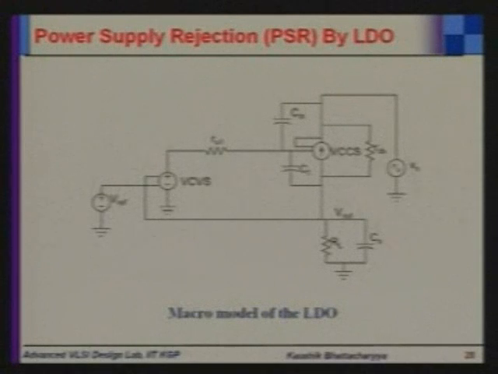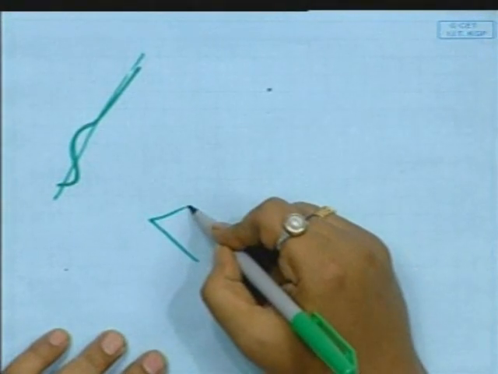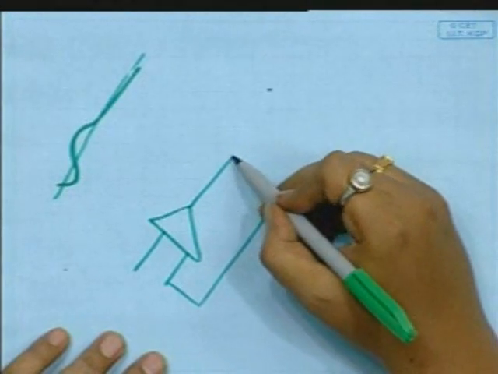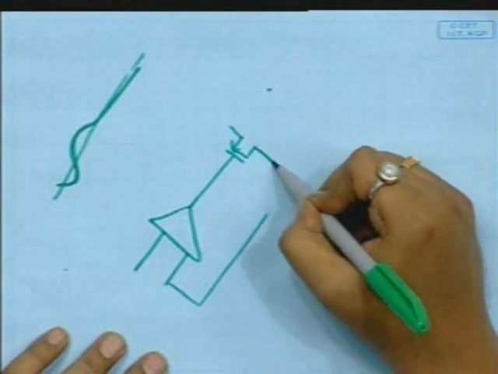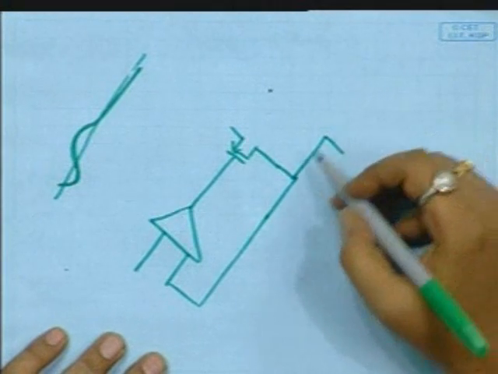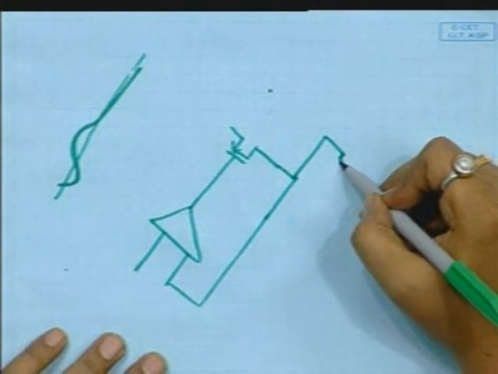Now power supply rejection by LDO. For power supply rejection, we have modeled the LDO in its macro model form. What is macro model, you know? Macro model means you are defining the entire circuit through voltage control voltage source or current control voltage source and several passive components. So if you can remember the LDO structure, here I am not giving any feedback circuit, feedback register. The feedback register is not given here.